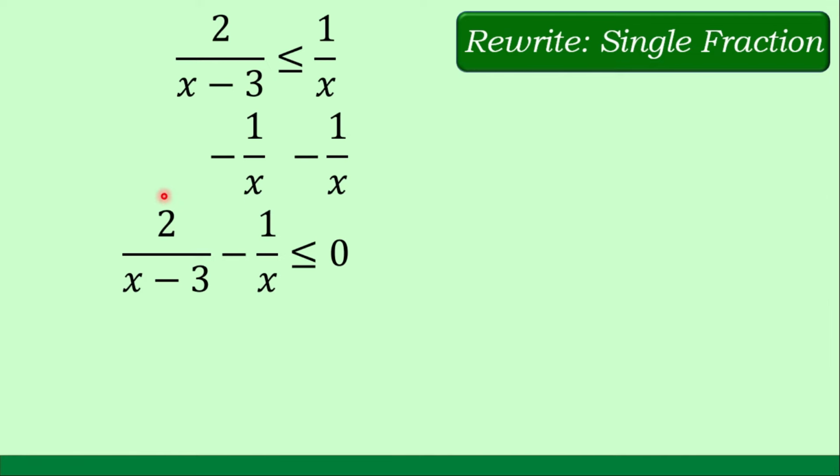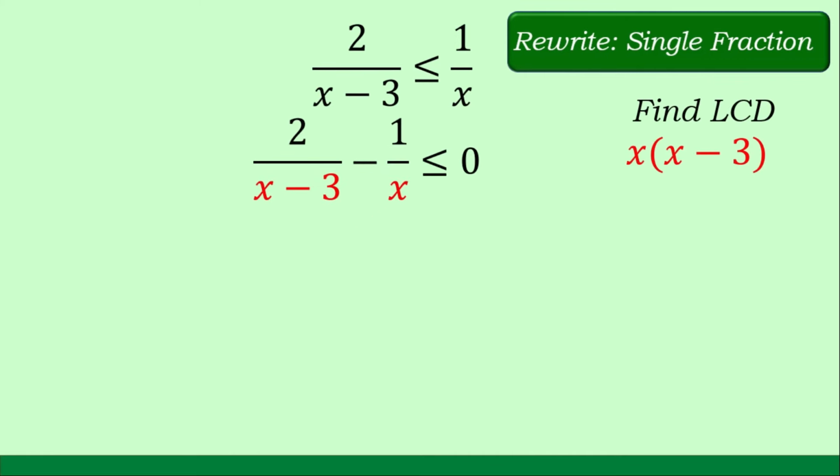Now let's look at the left side. Do we have a single fraction here? No, not yet. We have two rational expressions and we are going to combine that to make it a single fraction. So how to do that? Since they have a different denominator, we are going to find the LCD. Since both have unique denominators, they don't have a common factor, so both will be part of our LCD. That's the product of x and x minus 3.